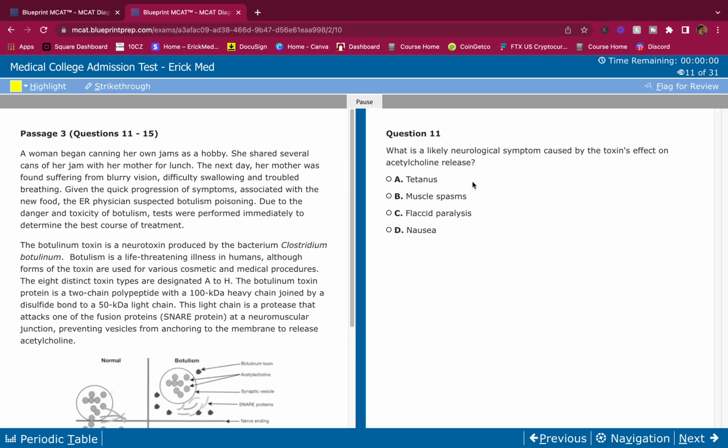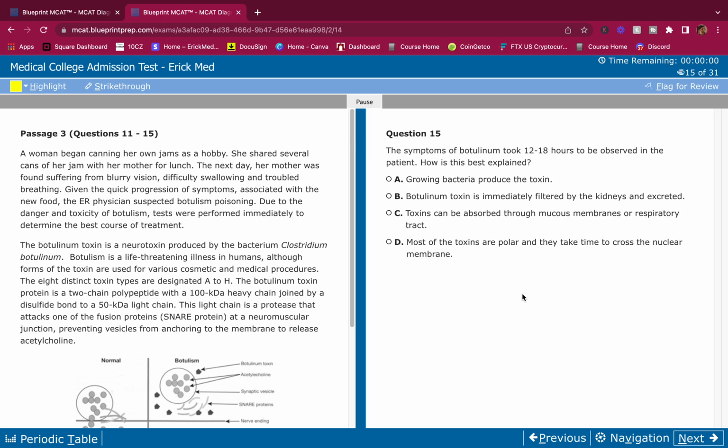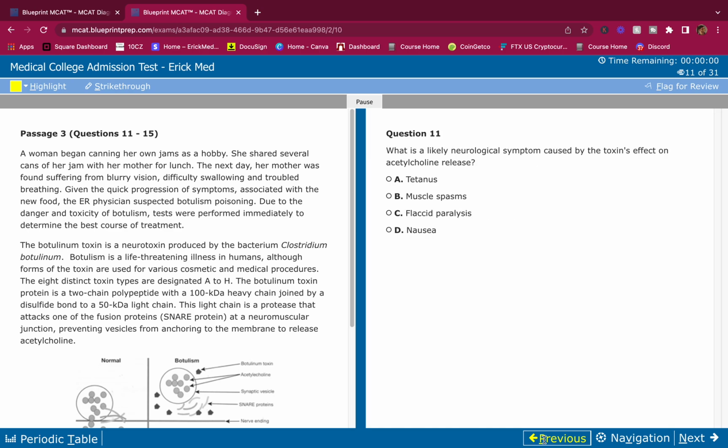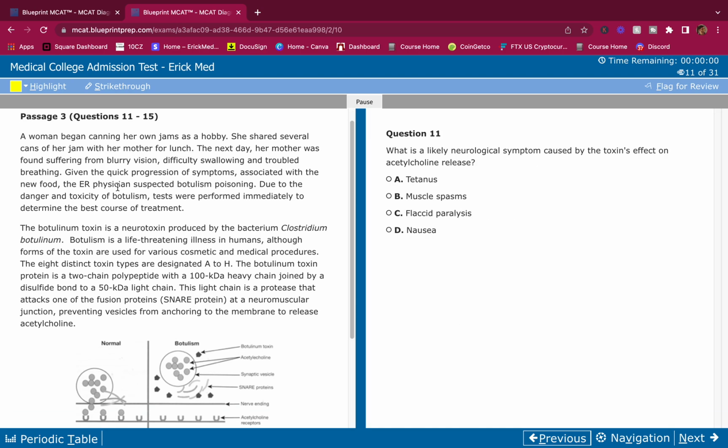Okay, so this is question 11. This is question 12. Question 13. Question 14. Question 15. And that is it. So pause it whenever you need to. It's time to break this down.